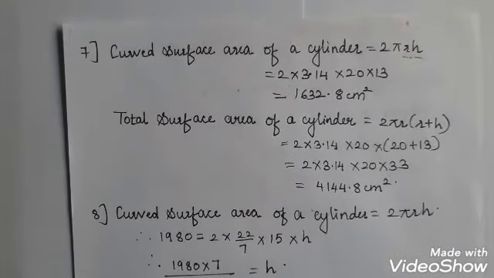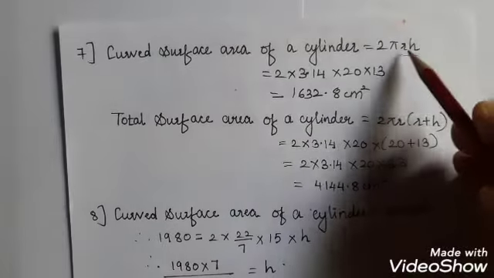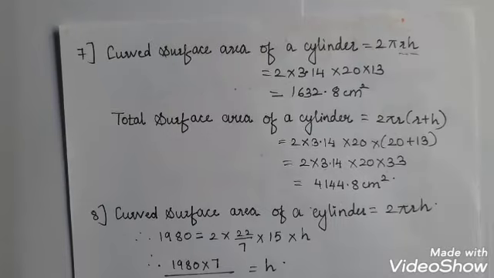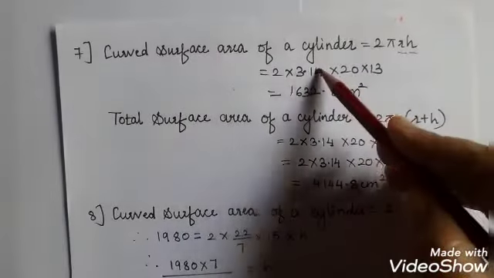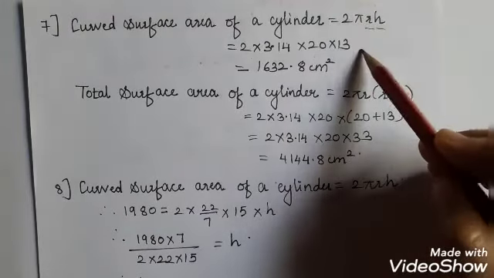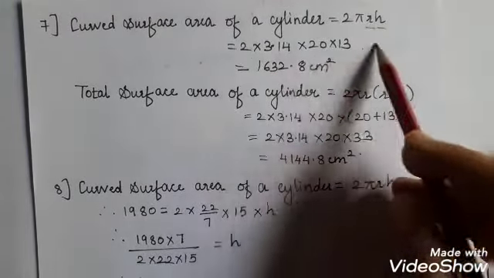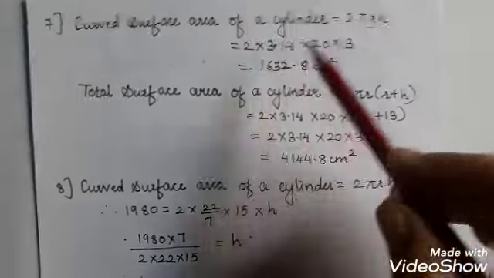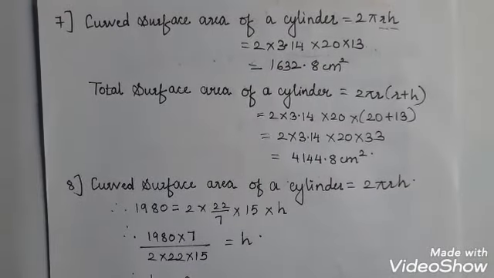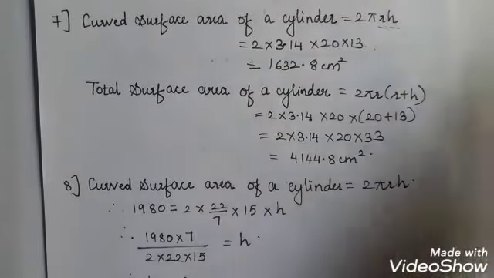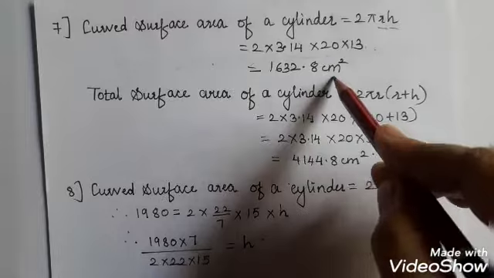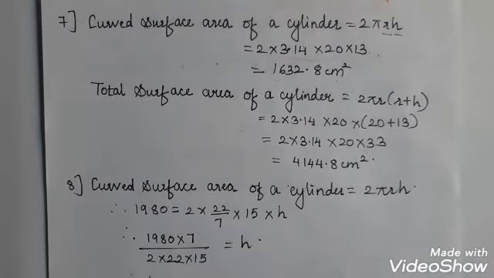So first we find the curved surface area of a cylinder where the radius and height are already given to us. The formula is 2 pi r h. That is 2 into pi is 3.14 into r is 20 and h is 13. So you multiply all these 4 numbers, 2 into 3.14 into 20 into 13, you get the answer as 1632.8 centimeter square.